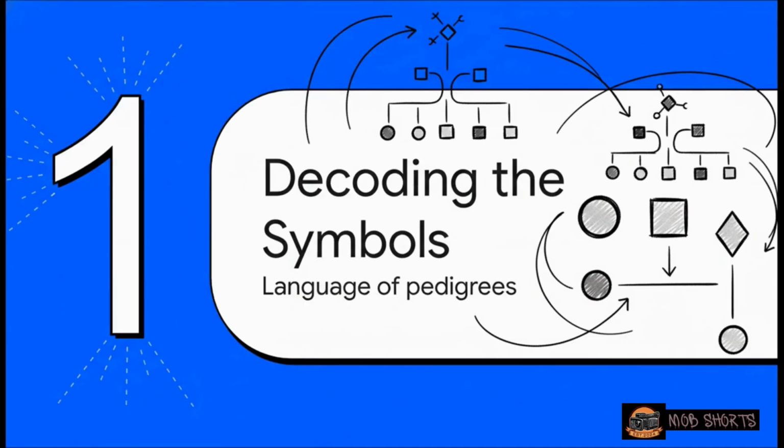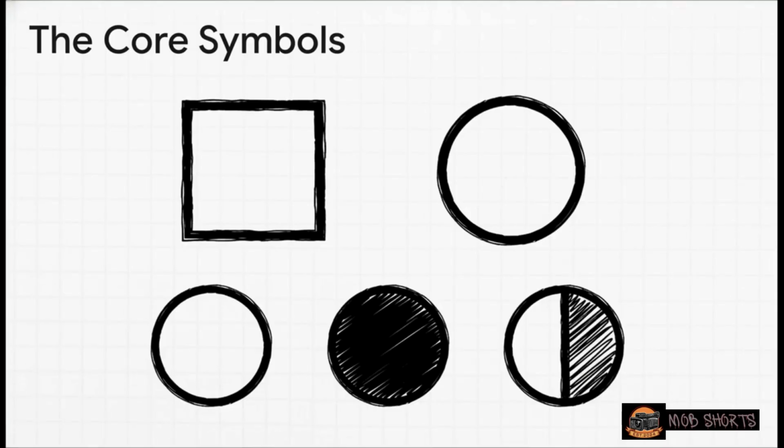Okay, first things first. We have to learn the language. Think of these symbols as the alphabet of genetics. Once you know what they mean, you can read any family tree they can throw at you. So let's break it down. It's actually pretty simple. Squares are always males, circles are always females. Now, if a shape is filled in, that means the person is affected. They have the trait we're looking at. If it's empty, they're unaffected. And that half-shaded one? Ooh, that's a golden clue. That means they're a carrier. They have the allele, but they don't show the trait themselves.